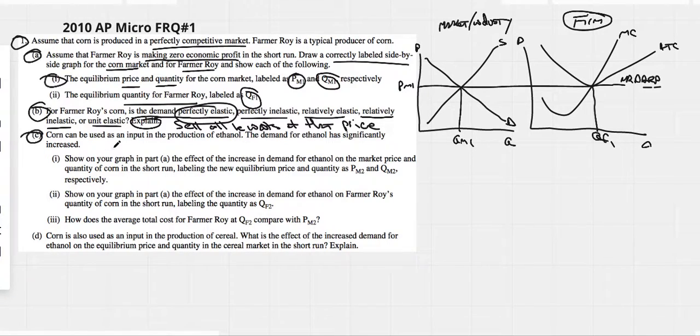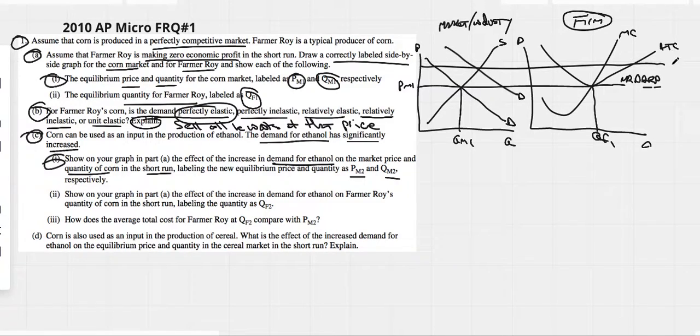C, corn can be used as an input in the production of ethanol. The demand for ethanol has significantly increased. Show on your graph in part A the effect of the increase in demand for ethanol on the market price and quantity of corn in the short run, labeling it QM2, PM2. So we know demand has increased. We know that jacks up the price here.